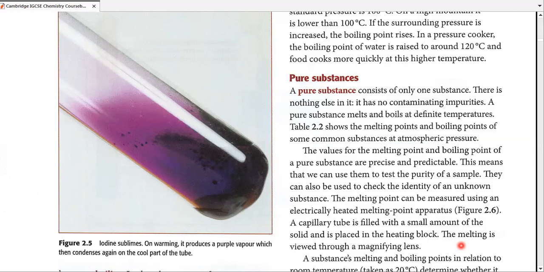Okay. The values for melting point and boiling point for a pure substance are precise and hence are predictable. This means we can use them as a test to test the purity of a sample. Okay. If the predictable or the precise value is there, the sample is pure, and if the value is different, the sample is impure. That is very easy to understand.